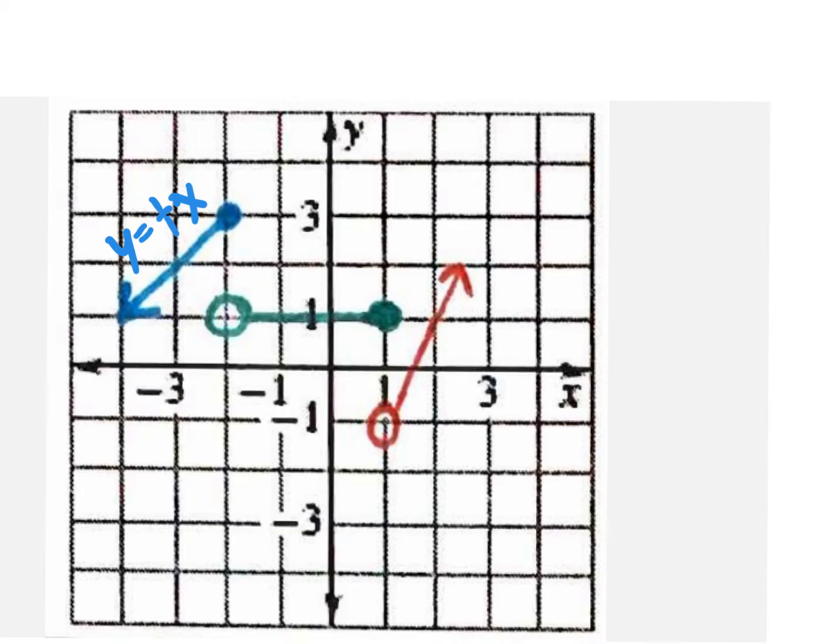Y equals mx plus b. So far we have the y equals mx. The slope is up 1 over 1. Now, where would it cross the y-axis?